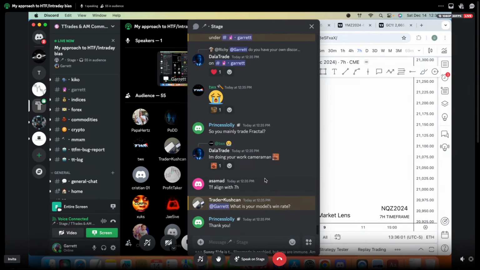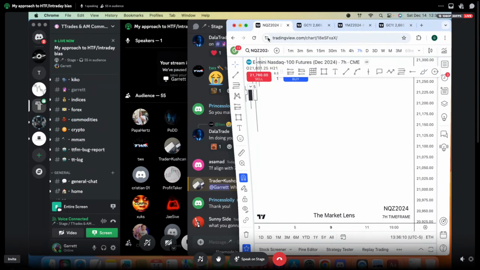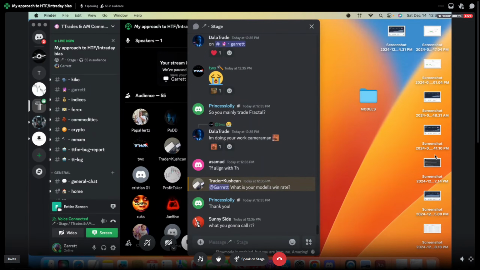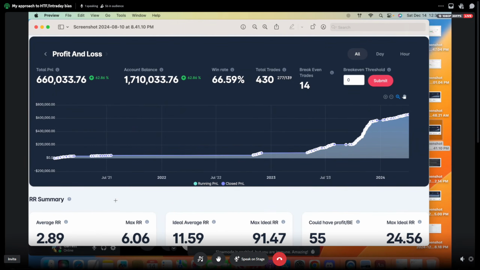My model's win rate is usually in the high 60s. That's what it's been for my live trades, and my backtesting and live trades have been pretty similar. If I can just pull up some stuff, here's mid 60s, around 3R, 400 trades there.